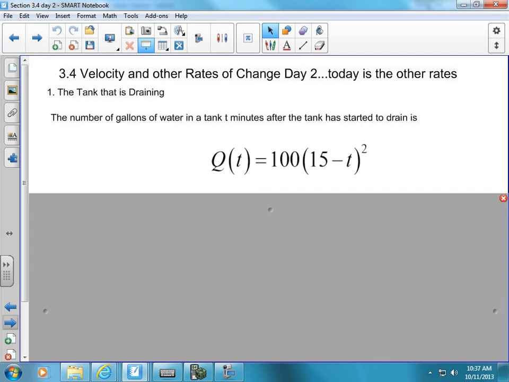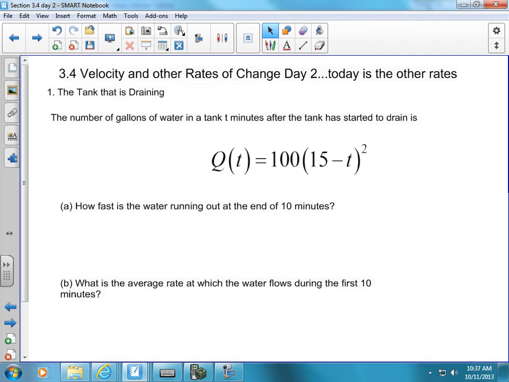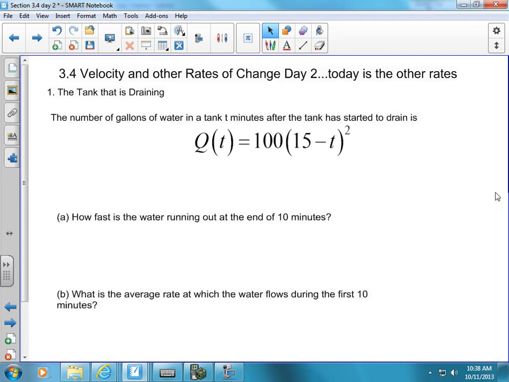revenue. So the number of gallons in a tank, this is about the tank that's draining, by the way. The number of gallons of water in a tank T minutes after the tank has started to drain is given by this Q function. All right, and we have a couple of questions. So this is the number of gallons. This is like our position function. It's actually a quantity function.